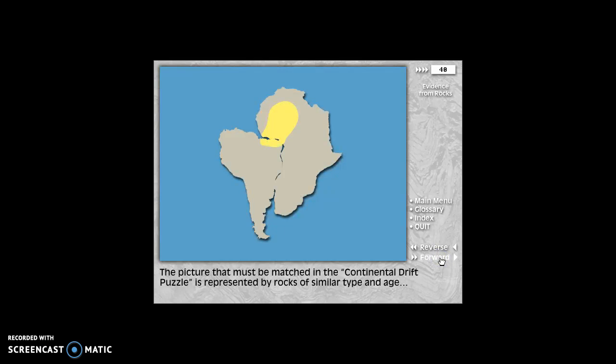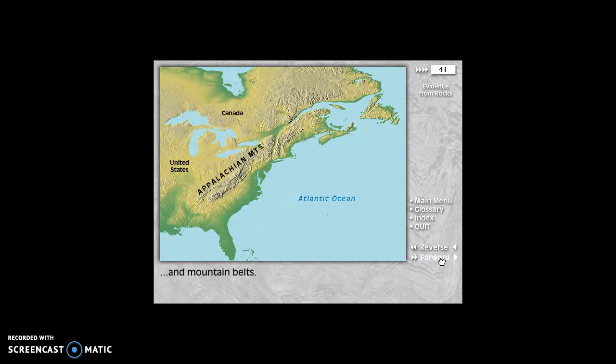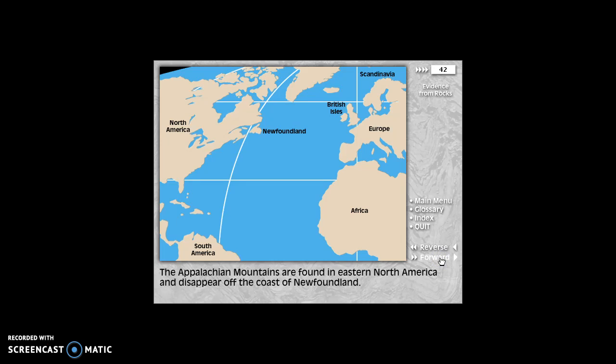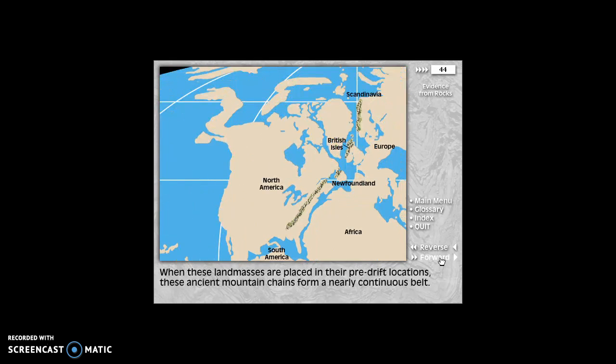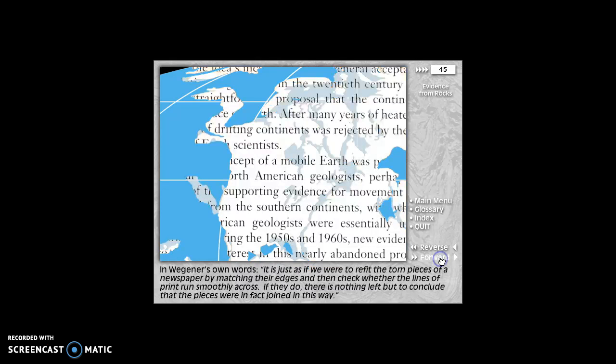The picture that must be matched in the continental drift puzzle is represented by rocks of similar type and age, and mountain belts. The Appalachian Mountains are found in eastern North America and disappear off the coast of Newfoundland. Mountains of about the same age and structure are found in the British Isles and Scandinavia. When these landmasses are placed in their pre-drift locations, these ancient mountain chains form a nearly continuous belt.